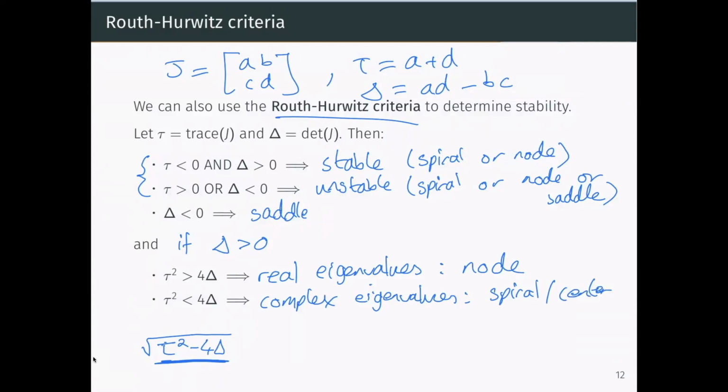So the nice thing about the Routh-Hurwitz criteria is that we don't necessarily have to worry about finding our eigenvalues. We just need to look at our trace and our determinant and the relationship between them, and that will tell us about the stability of our equilibria.